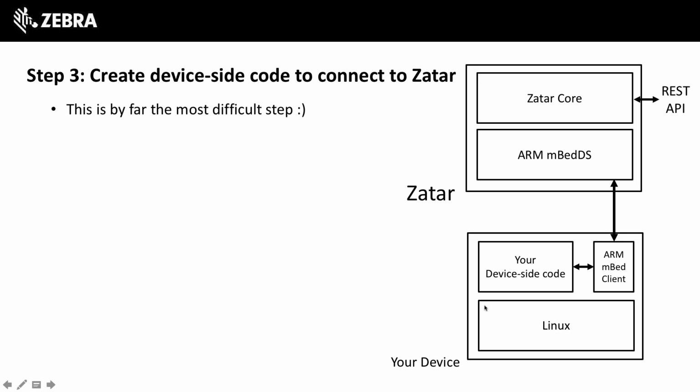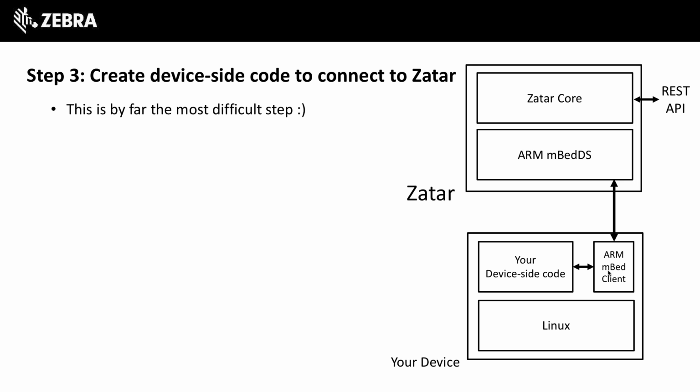So pictorially on the right-hand side, we've got Zatar at the top with the 2 main components, ARM mBed device server talking to ARM mBed client. So ARM code on both sides. That interface is completely managed by ARM code, but your code needs to talk to the ARM mBed client. And if I was to have any type of a criticism right now for ARM mBed client, it works okay. It's just the fact that the interface for your code to talk to it is a little cryptic.